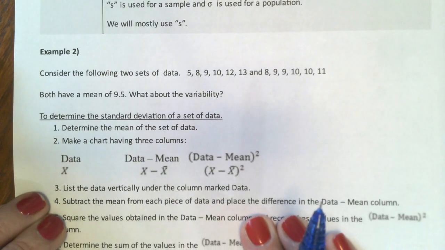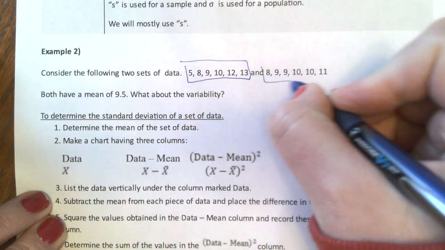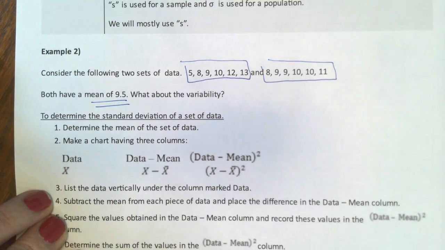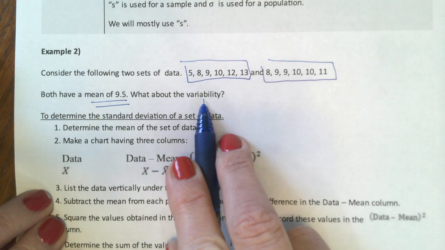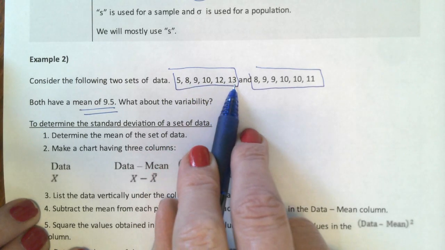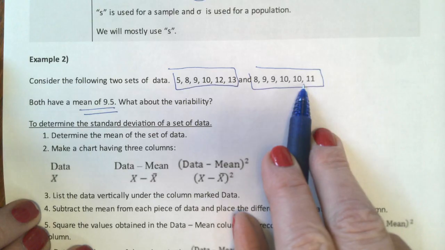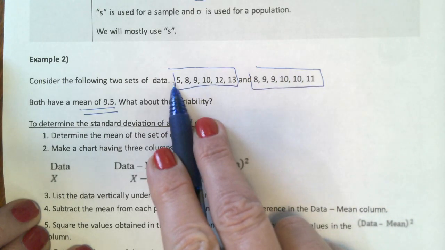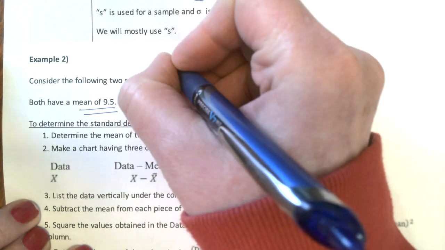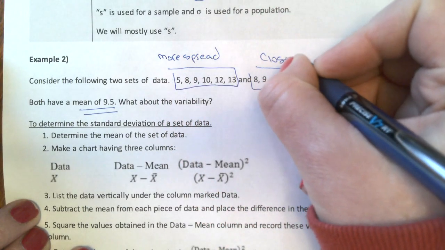So let's say that we have this data. We have these numbers here, and we have these numbers. I calculated the mean, and they both have 9.5. What about the variability? How spread out are these numbers? This one goes from 5 to 13, versus this one, which is 8, 9, 10, and 11. So there's no gaps here, but there are gaps in the other, and this one is more spread out, while all these numbers are pretty close together.